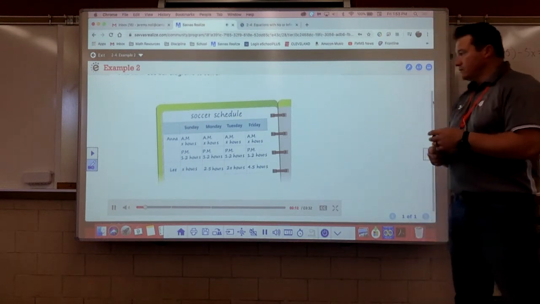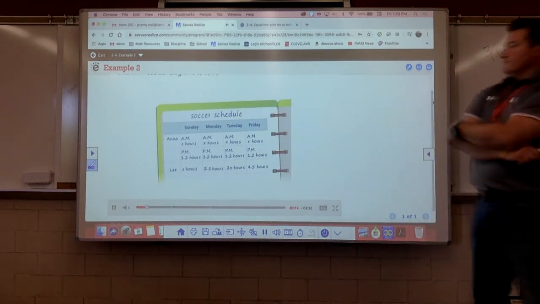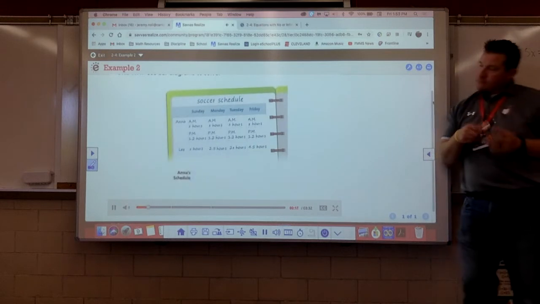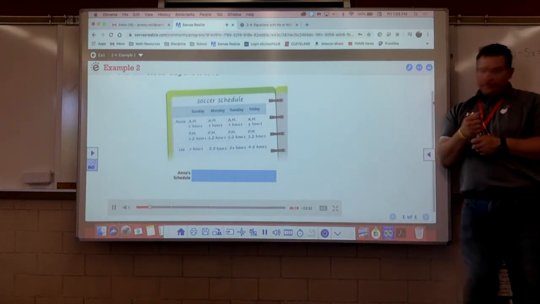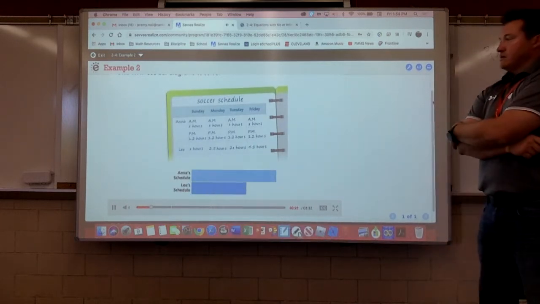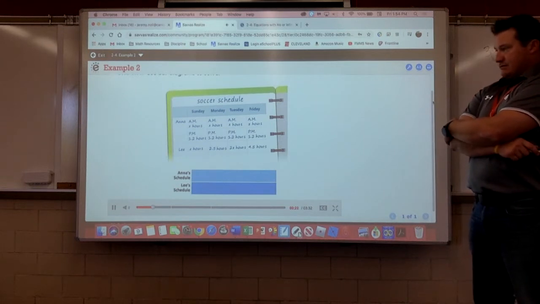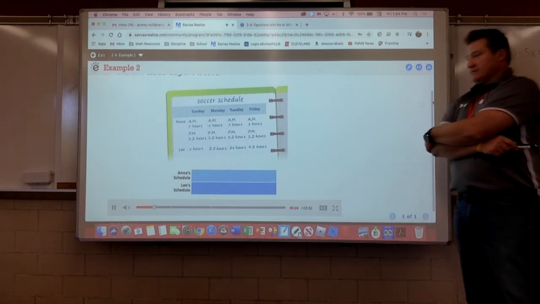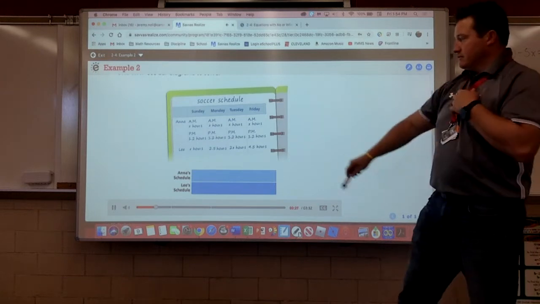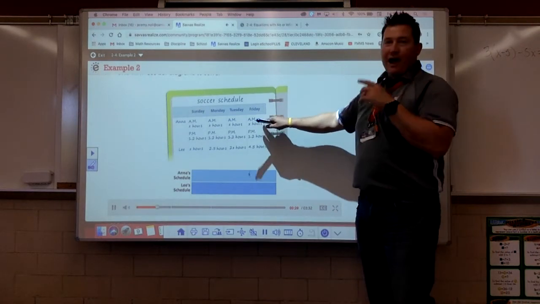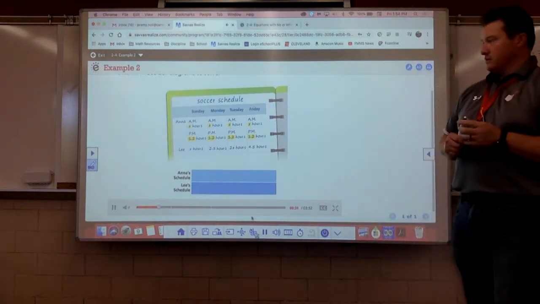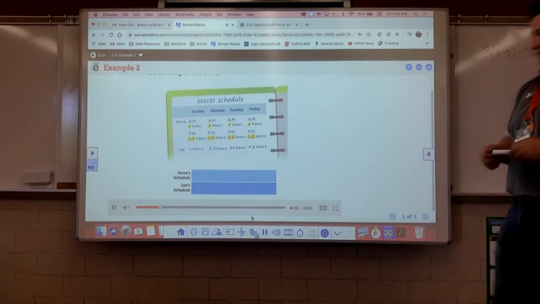One way to solve this problem is to use a bar diagram. Draw one bar for Anna's schedule and another bar of the same length for Lee's schedule. Every day, Anna played soccer for x hours in the morning and 1 2/10 hours in the afternoon. Again, we don't know how much in the morning. That's why it's x. Copy each of Anna's soccer times from the chart to the bar diagram.